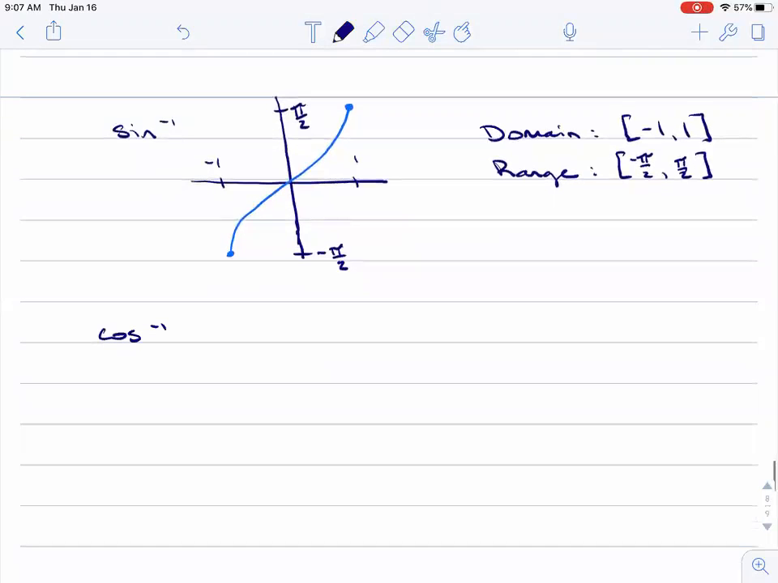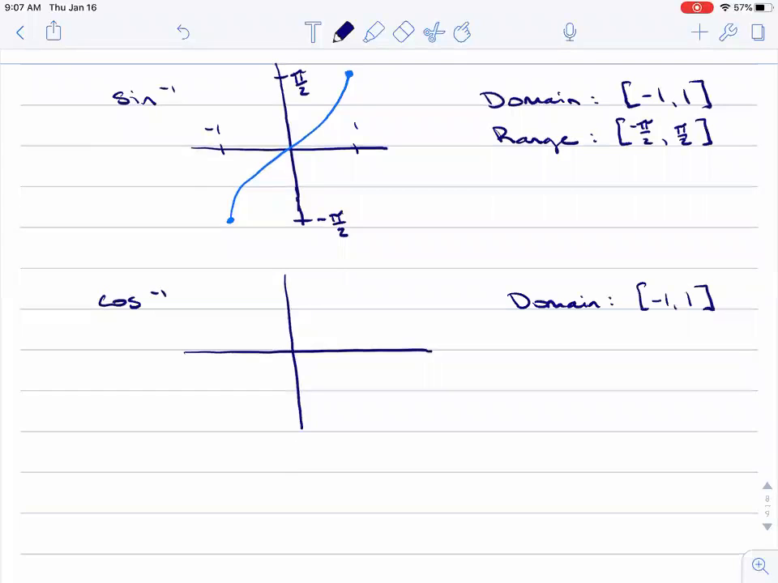The inverse cos, again, let's sketch it out to have a look. The inverse cos is going to have a domain from -1 to 1, because cosine and sine have the same range. So the domains of these are going to be the same for the inverse, but the range, the way that we've restricted it, is from 0 to pi.